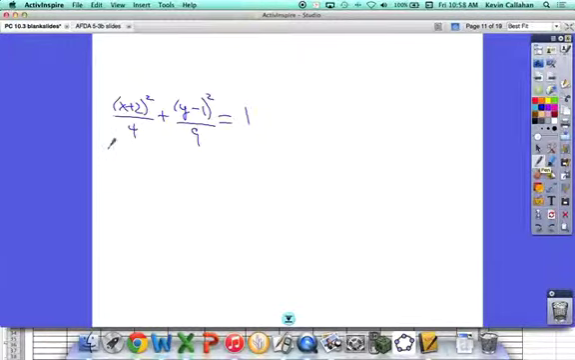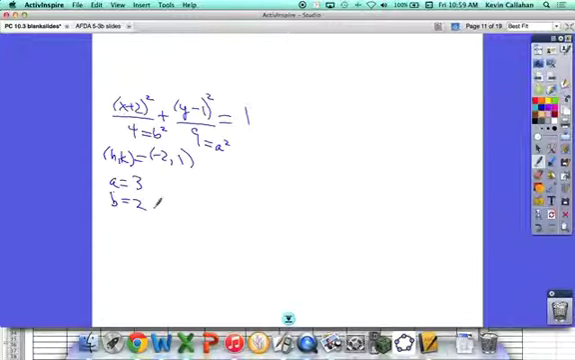Okay, what is the center? -2, +1. Okay, is this horizontal or vertical? Because that's bigger, then we know it's going to be longer in the y direction than it is in the x direction. So if this is the a squared, then what is a? 3. And if this is the b squared, what is b? B is 2.